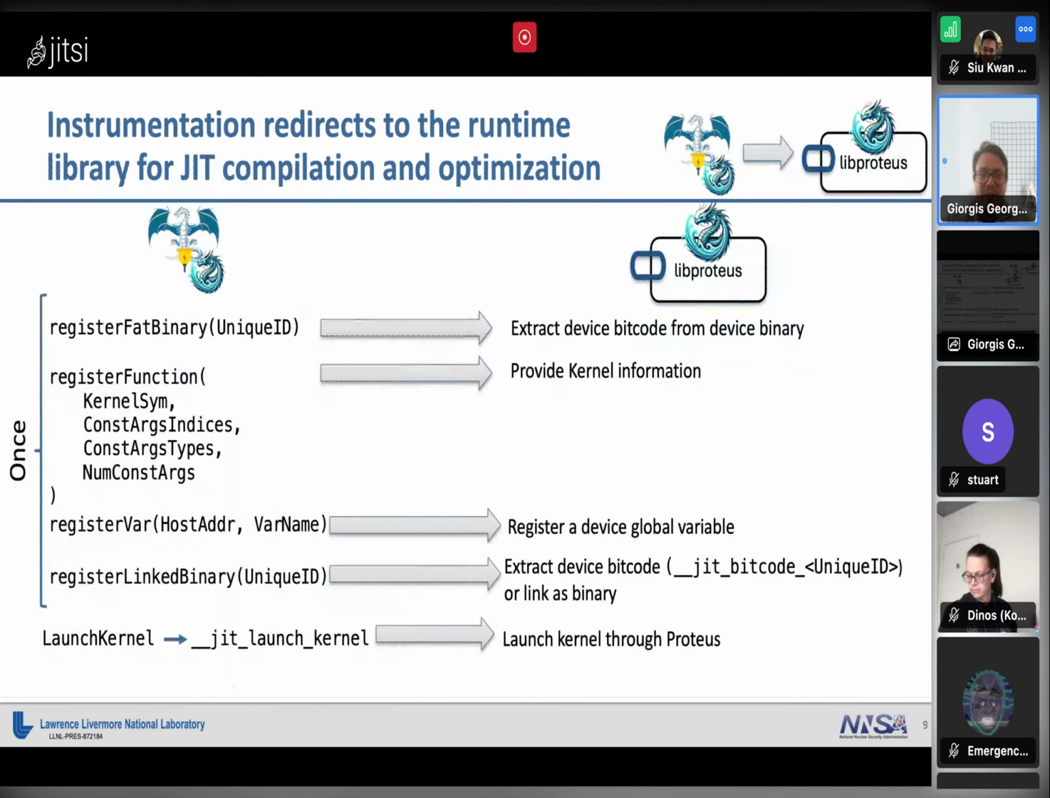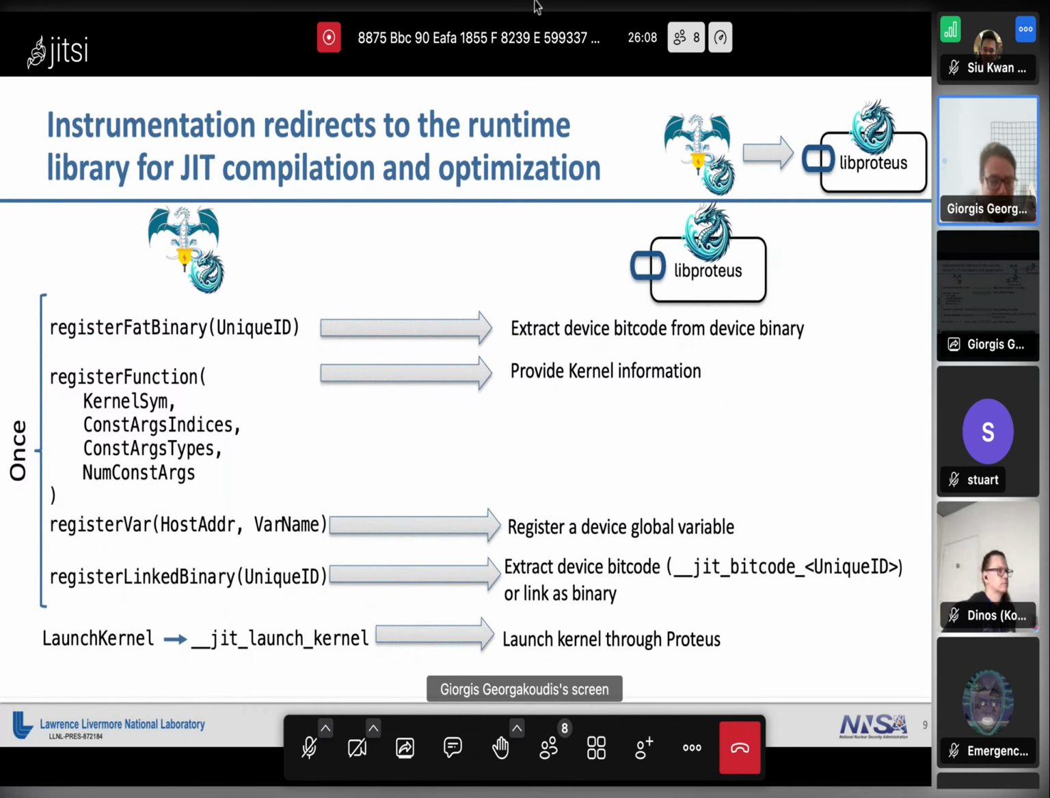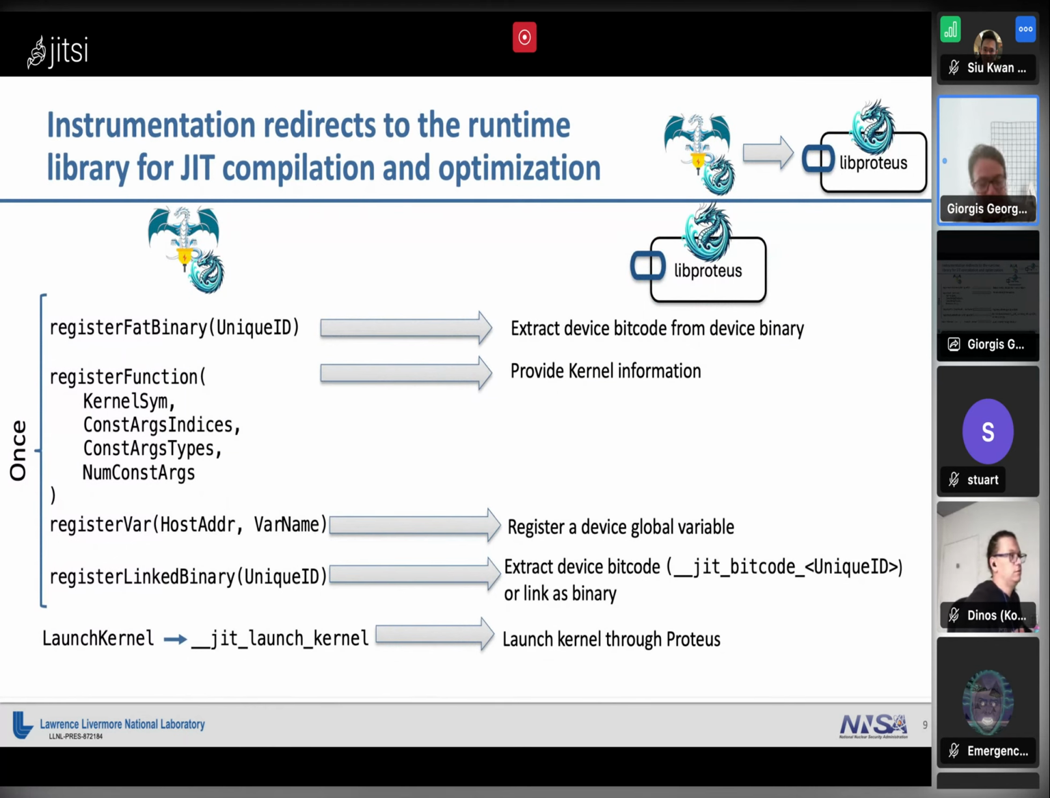So after the pass is done, it communicates with the Proteus runtime library by redirecting information to the library, and also making sure that launching kernels happens through the libproteus library. And giving a little bit more detail on the registration functions, people that are familiar with the internals of CUDA and HIP are going to find that there is a one-to-one correspondence to the CUDA and HIP runtimes. Register fat binary basically tells Proteus what the unique ID of this device code binary is, and it also provides the device binary code.